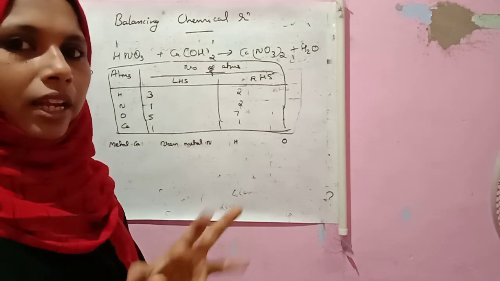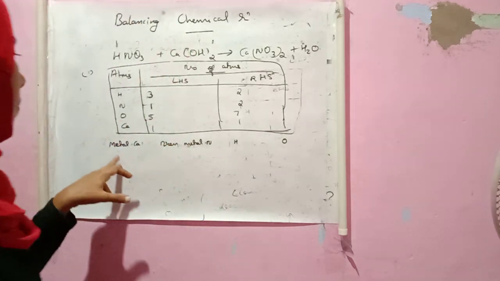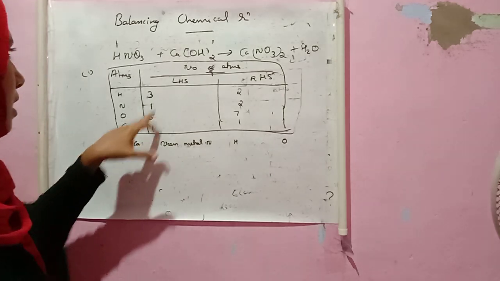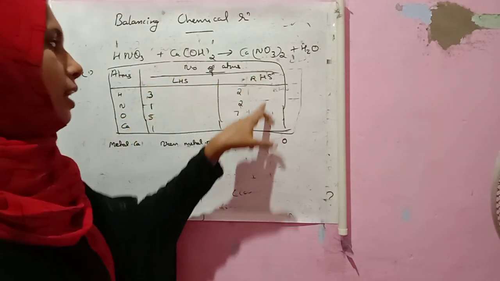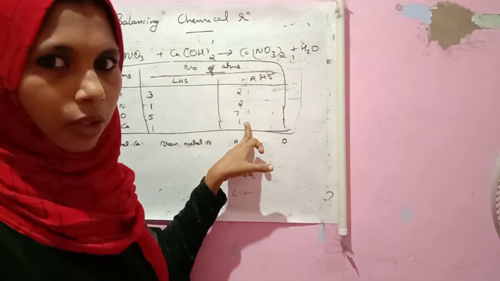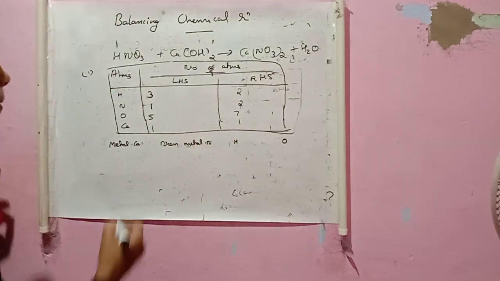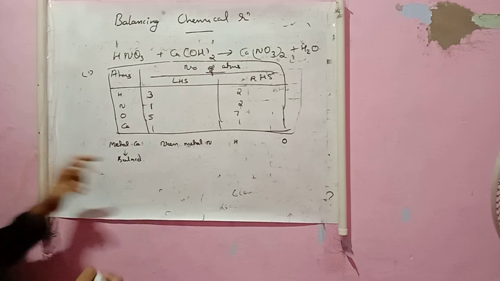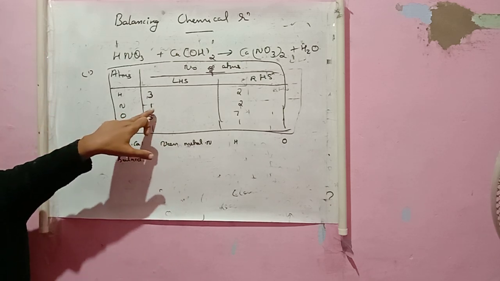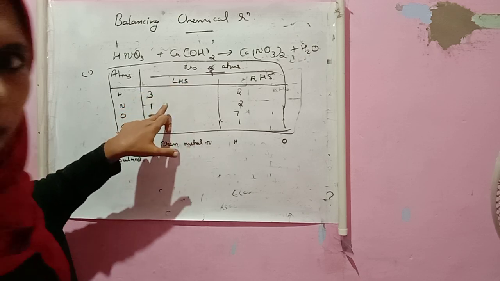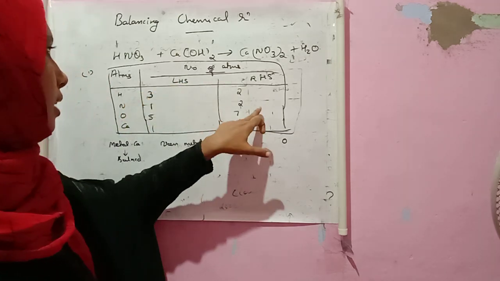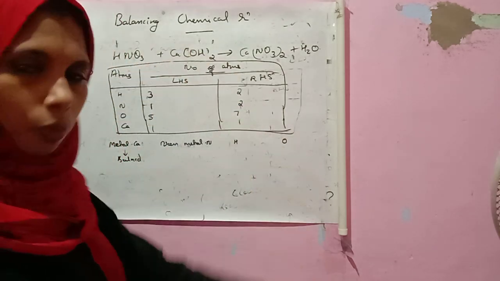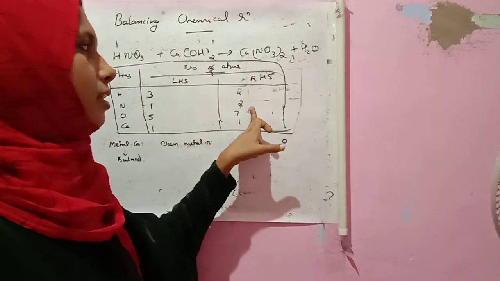Okay, so we are again moving to the second rule. We are balancing first the metal. Check the metal: in LHS side 1 and in RHS side also 1. No need of balancing. It is already balanced. Okay. Now non-metal. Nitrogen. Nitrogen in LHS side it is 1 and RHS side it is 2. So we have to make this 1 into 2, because RHS side it is 2 in number.